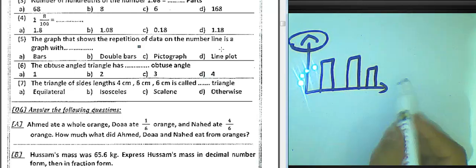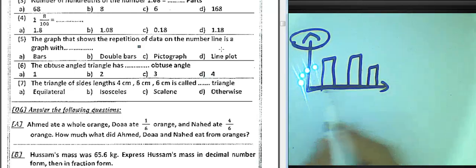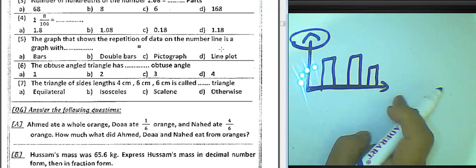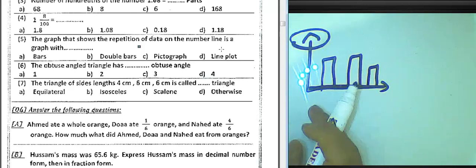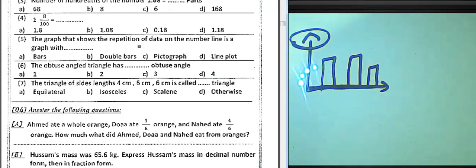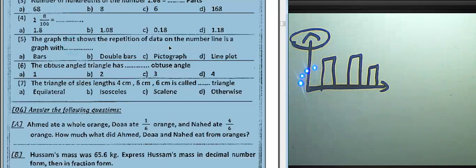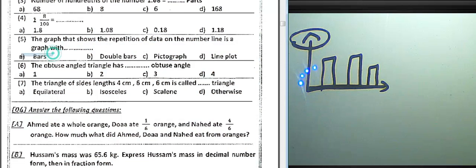We can draw the graph because this horizontal ray here we call seats, and here repetition. So we must choose bars because he asked about repetition. We can use the bar graph, bars, using letter A. The result will be letter A for this question. The graph that shows repetition of data on the number line uses bars.